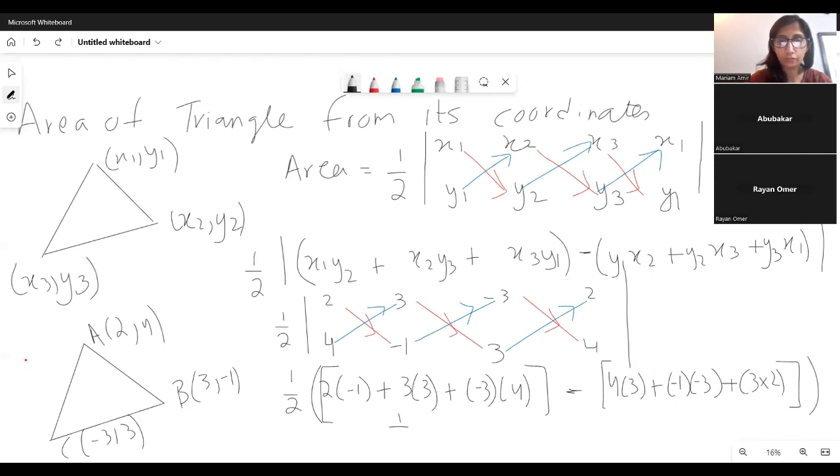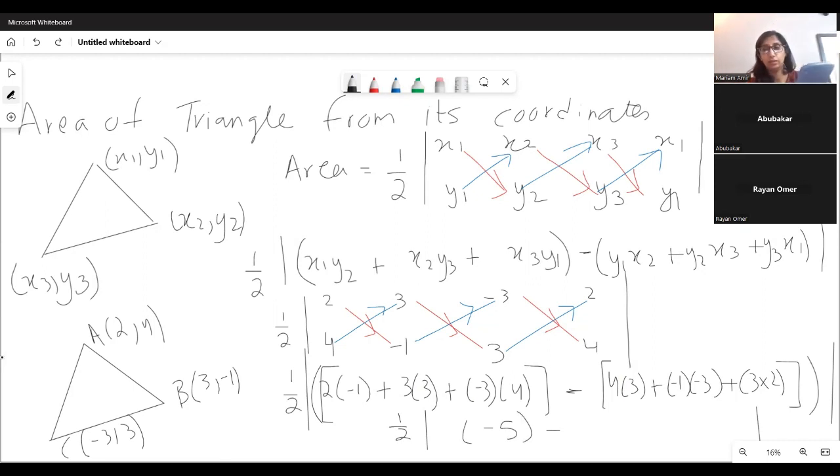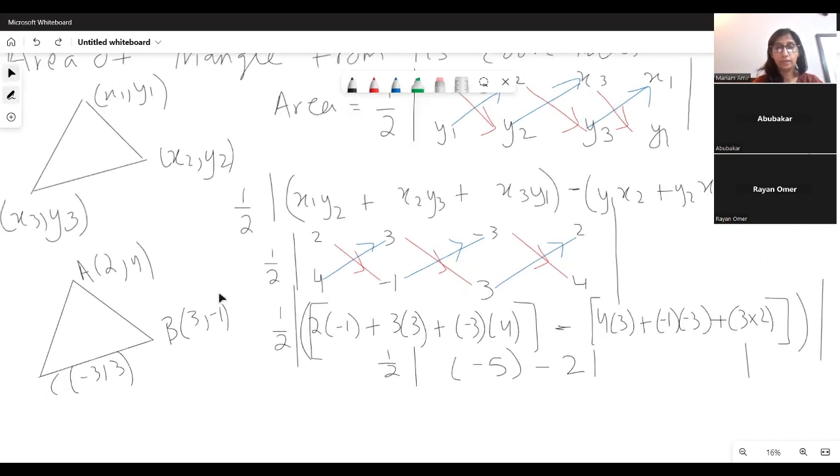Okay, so half. मैंने मॉडुलस नहीं यहाँ बनाया, हाफ के बाद मॉडुलस है. So मॉडुलस फर्स्ट ब्रैकेट आएगा -2 plus 9 -12. So that's -5. Then a negative sign, then 12 plus 3 plus 6, which is 21. So we have modulus -26.